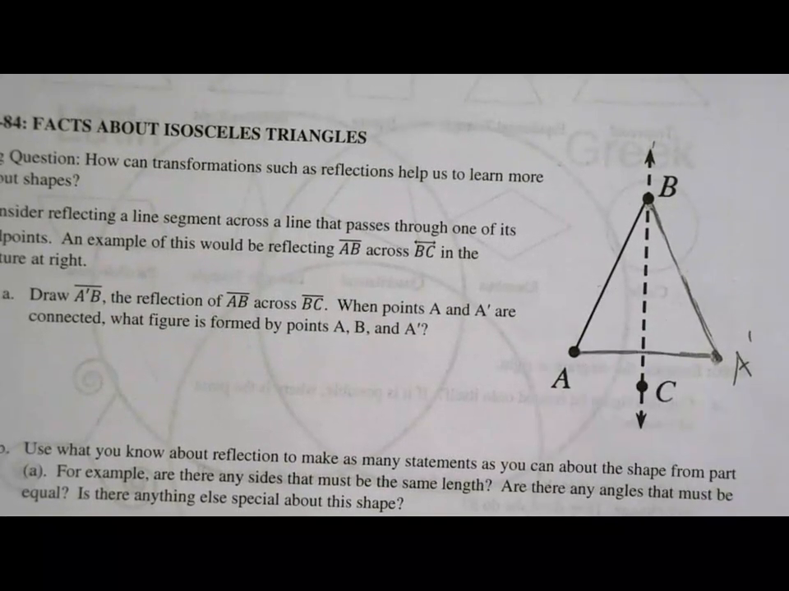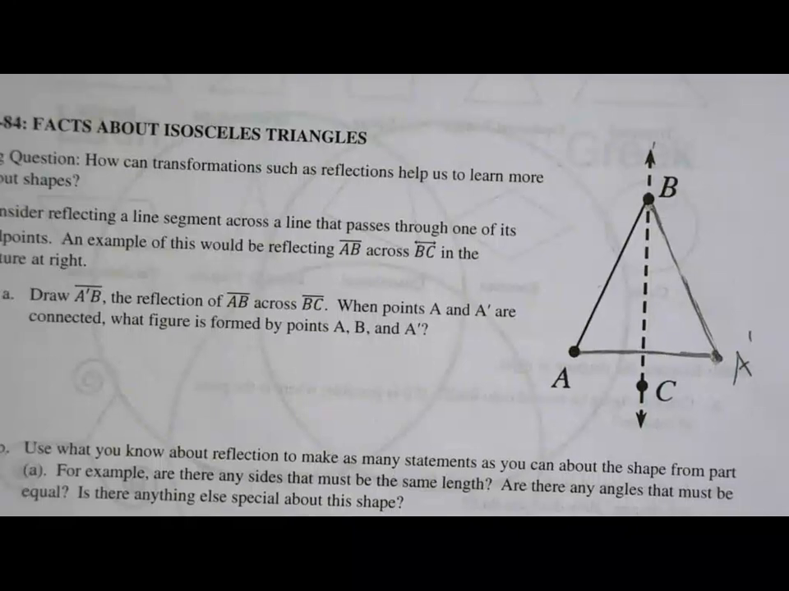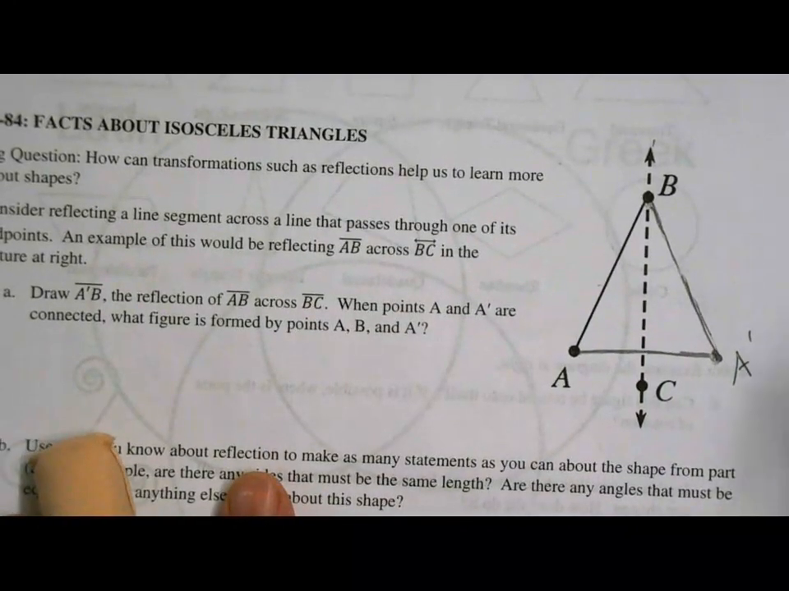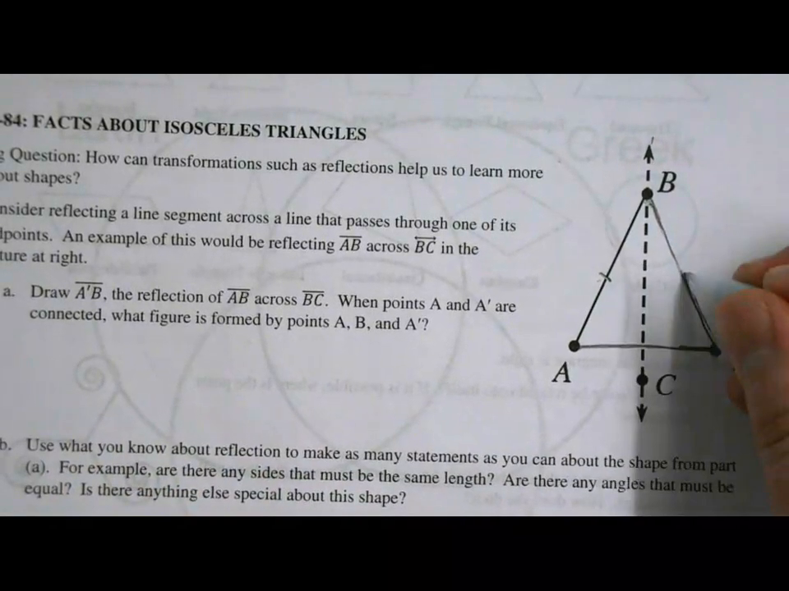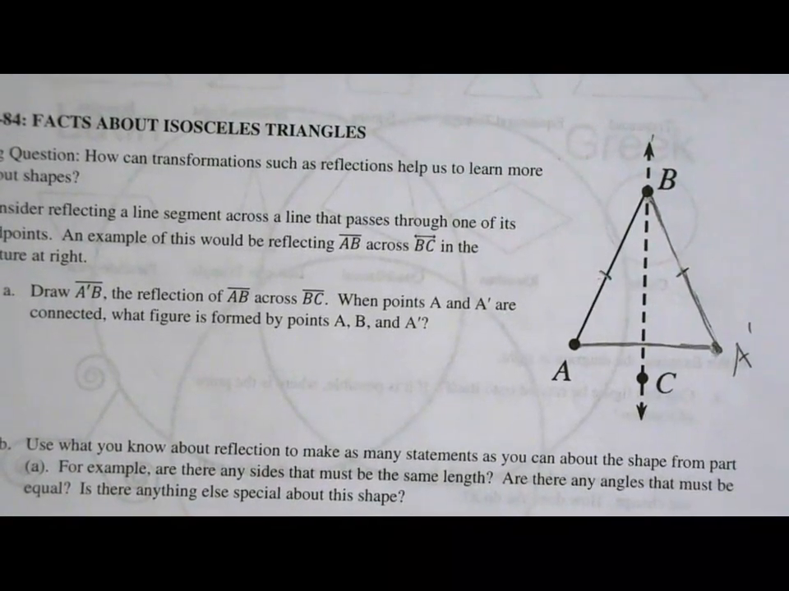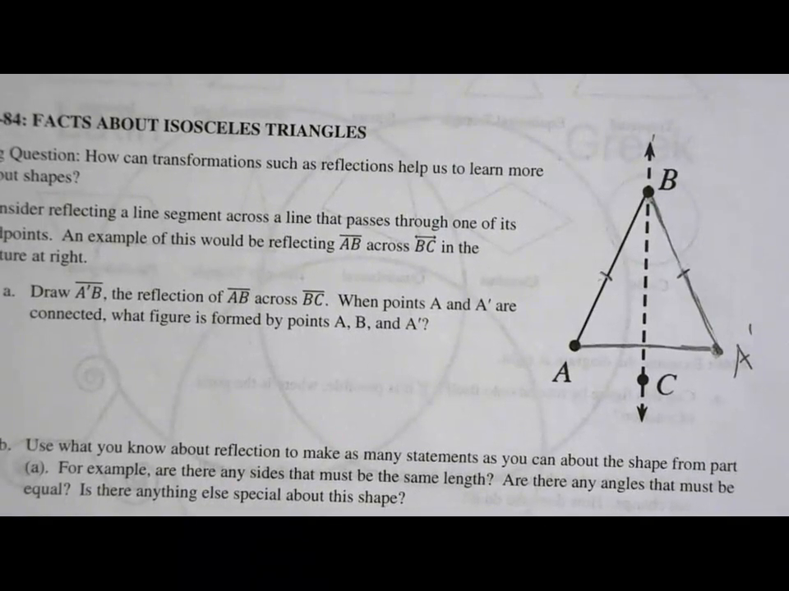All right. Here's how we mark things the same length in geometry. We're going to put a little tick mark through that side, and we're going to put a little tick mark through this side. Do you see any other lengths that would be the same in our triangle?